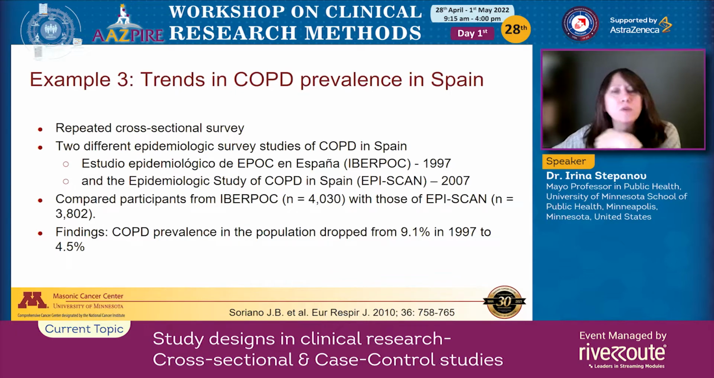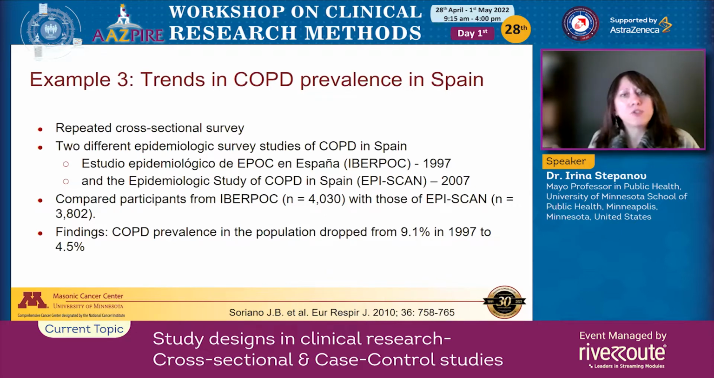They also found some differences in the severity of COPD, the distribution of severity, where not only prevalence dropped, but also the relative contribution of severe COPD cases was reduced in 2007 compared to 1997. So I hope these are clear examples of some of the applications of cross-sectional studies.